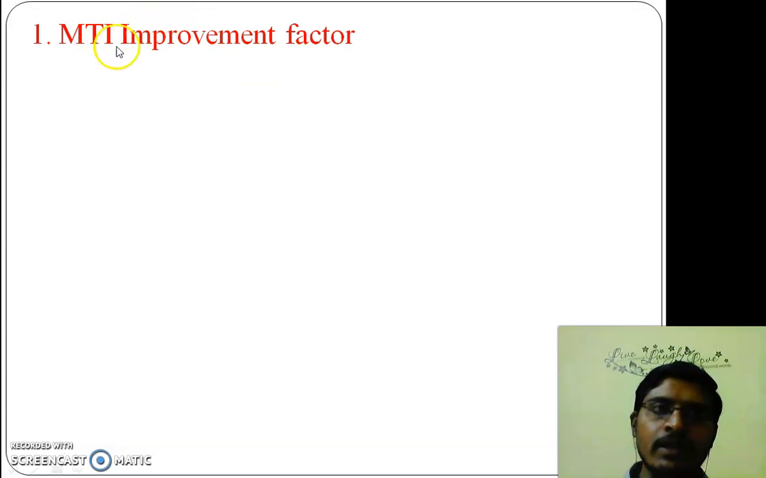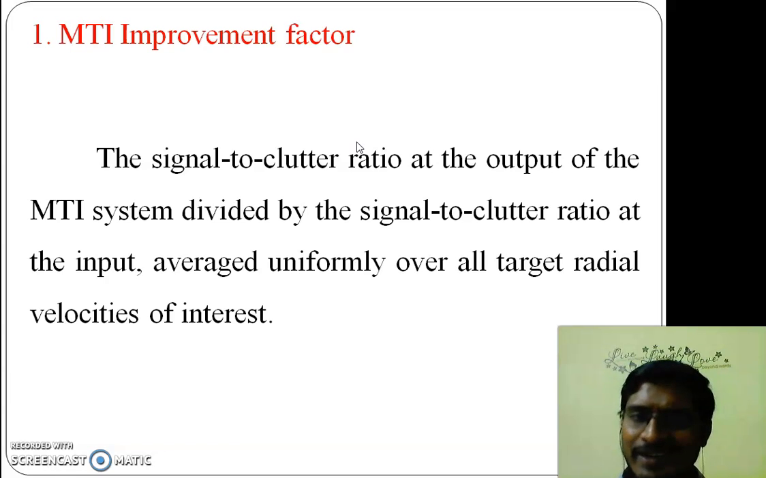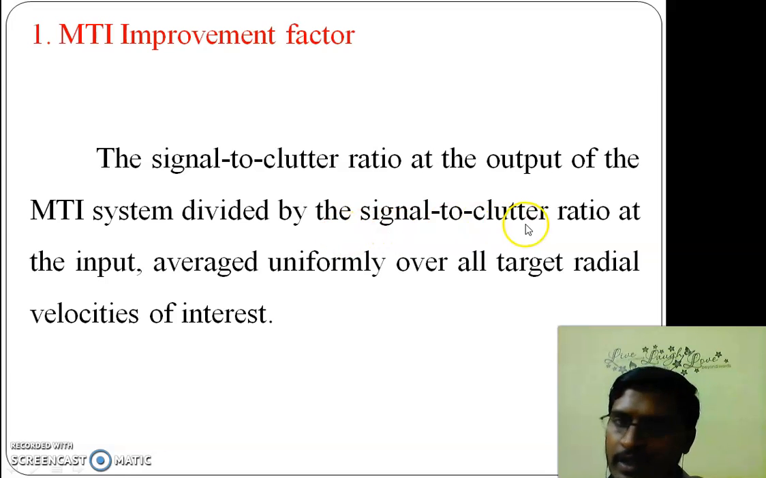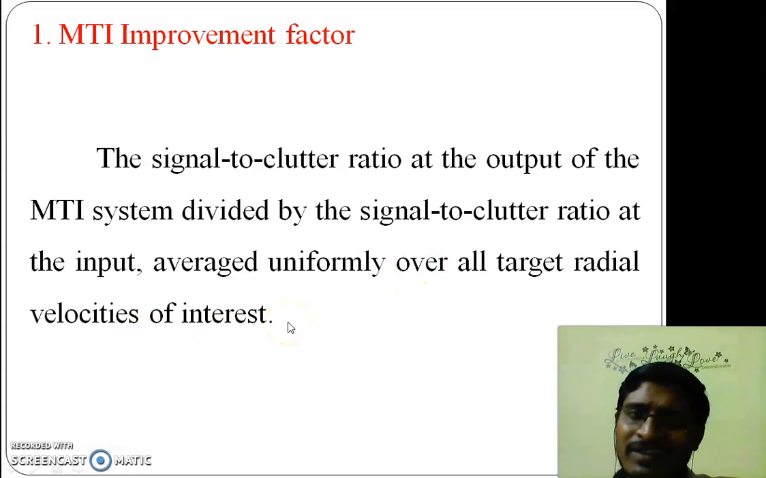First one, MTI improvement factor. These all are definitions. We need to remember these definitions as they are. Why do I mean these are definitions? The signal to clutter ratio at the output of MTI system divided by signal to clutter ratio at the input, averaged uniformly over all target radial velocities of interest. This is very simple, like S by N ratio or figure of merit.